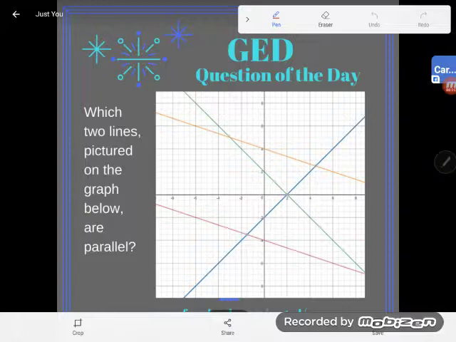And we've been asked a kind of simple question, probably simpler really than what you'll see on the GED, but definitely this skill gets involved in things we do see on the GED. So let's take a look. It says, which two lines pictured in the graph below are parallel?